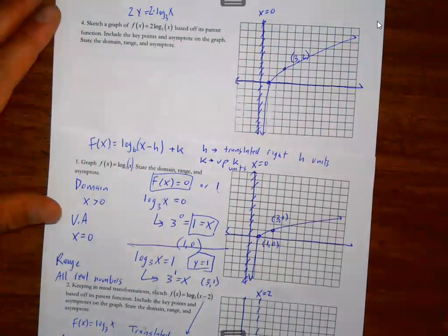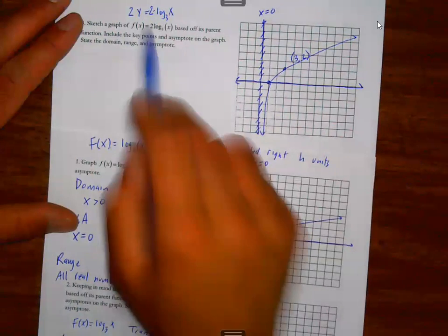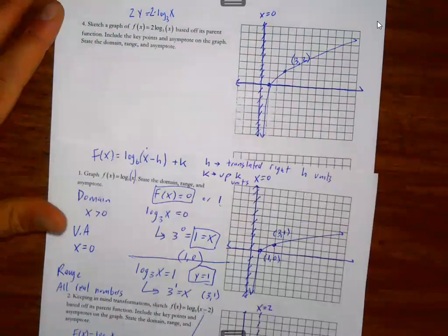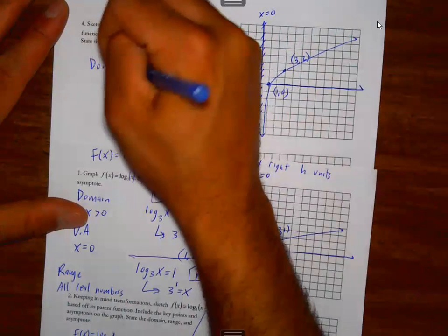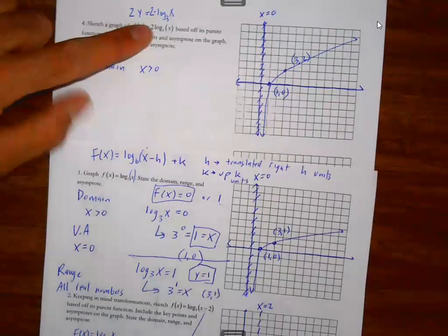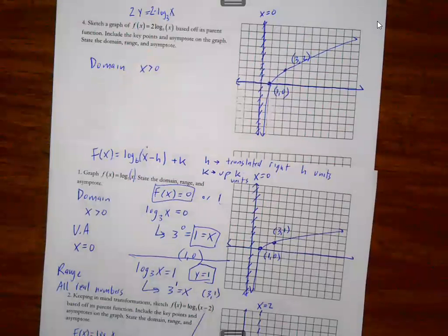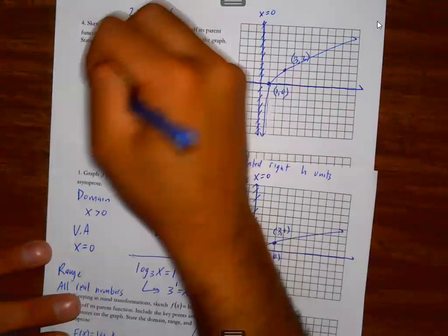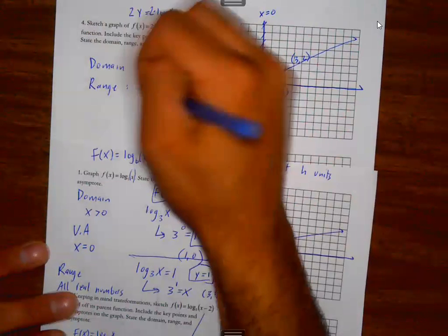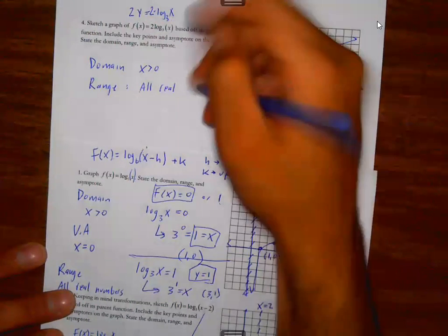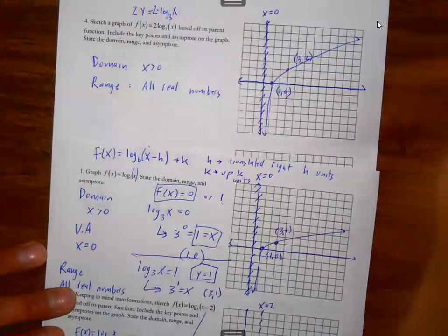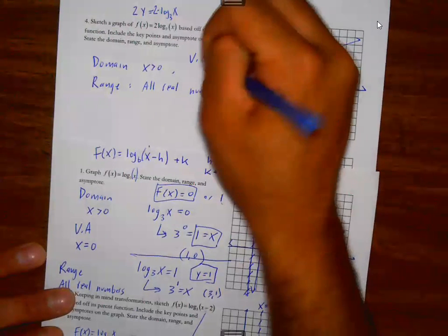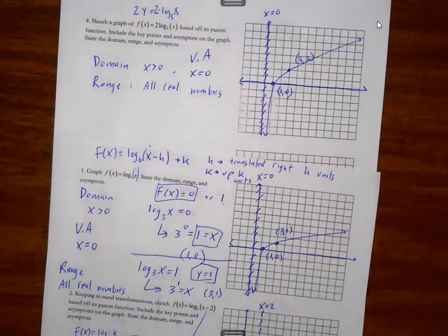All right. So if you know that this is a vertical stretch by a factor of 2, then you can use that to find the key points. The domain is still x is greater than 0 because we're still taking the log of x, and you can only take the log of positive numbers. The range is still all real numbers because we're just stretching it out. It still is going to hit every y coordinate. And the asymptote is at x equals 0. And you can always find that from the domain by taking the domain and turning it into an equation.